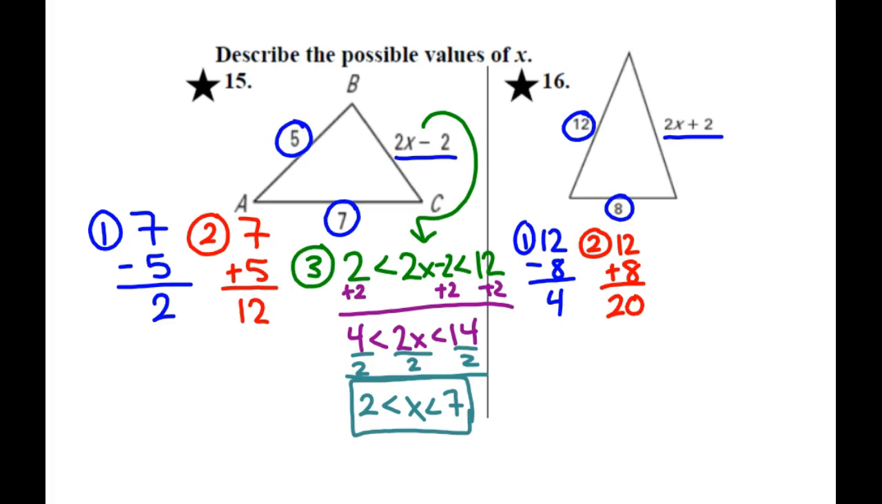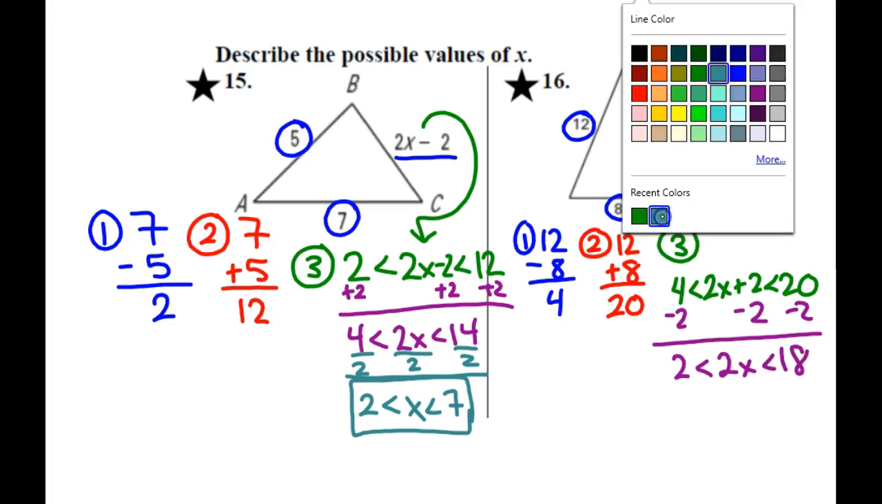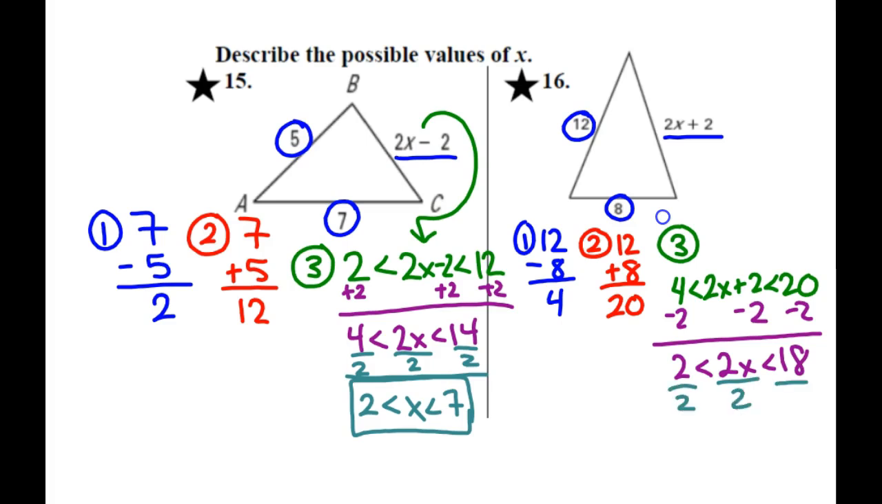And then our third step, we put them together. So we'd have 4 is less than 2x plus 2, which is less than 20. Now we just solve. Subtract 2 from each piece: 2 is less than 2x, which is less than 18. Then we divide by 2, and we get 1 is less than x, which is less than 9. So the x values that we can plug into that expression, 2x plus 2, have to be between 1 and 9.